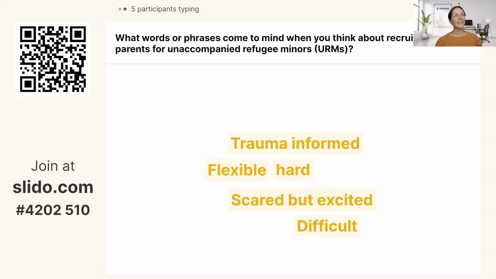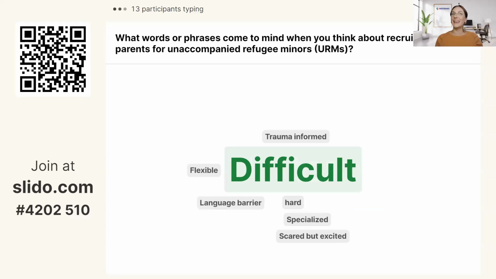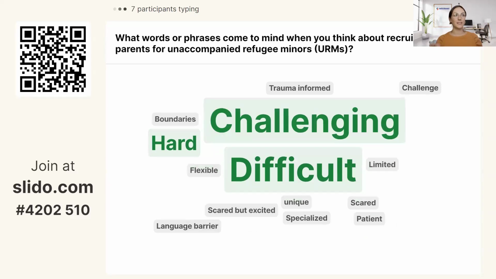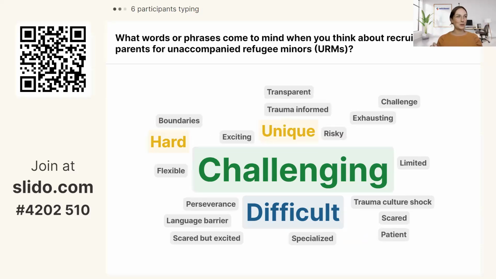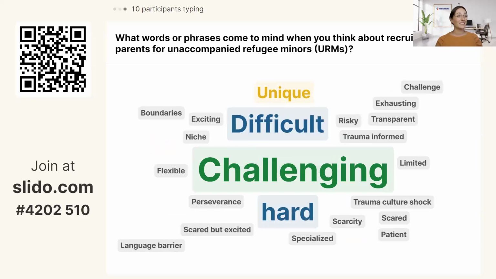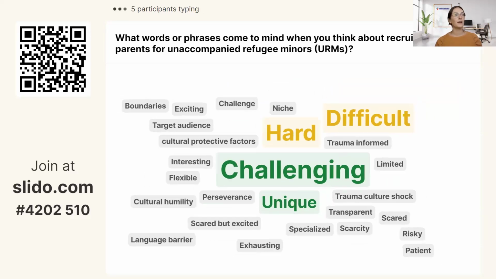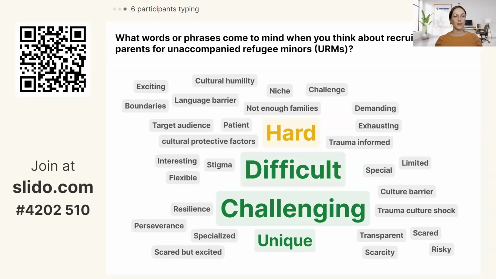Difficult. And this will show as a word cloud. So things that get stated more than once, that word or that phrase will grow. Difficult. As you can see, this is kind of what I was anticipating. And I fully support these feelings: hard, challenging, language barriers. I was also hoping that there would be some moments of encouraging words in here. So I hear perseverance. Yes. Patient. We love to hear that. Transparent. Absolutely. Setting boundaries. I really like that. Cultural protective factors. Not enough families. Never enough families, right? Yes.